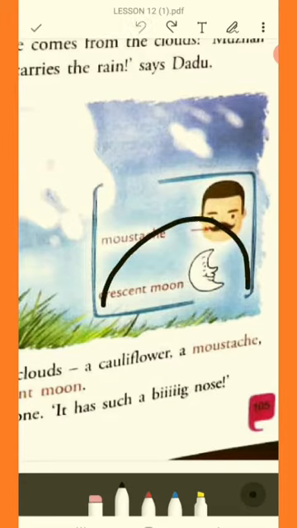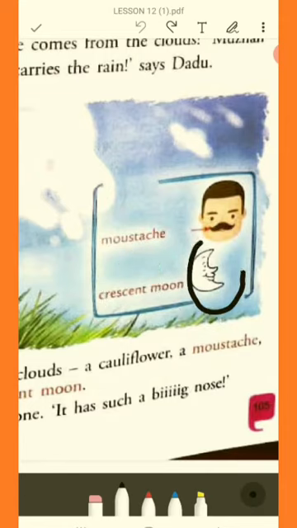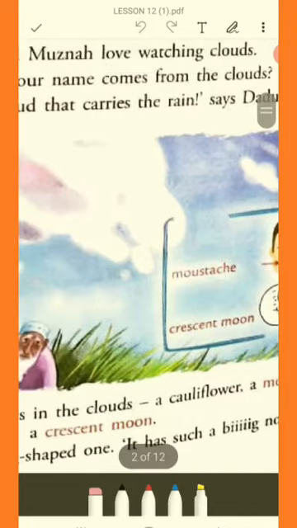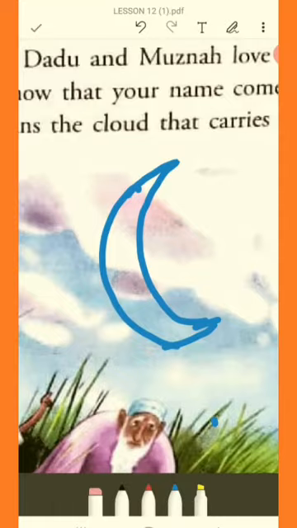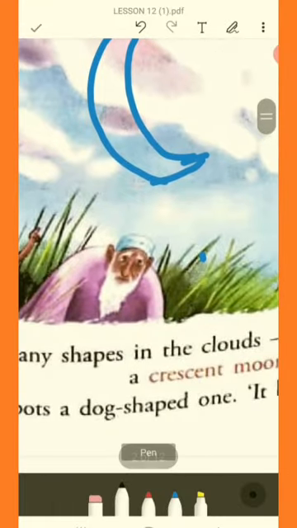Then what is crescent moon? When the moon gets into this shape, it is called crescent moon. Okay, the moon has different shapes, right? If you have observed the night sky, sometimes the moon is full like this. Sometimes it becomes half. And sometimes the shape is something like this. When the moon is of this kind of shape, what do we call it? We call it crescent moon.